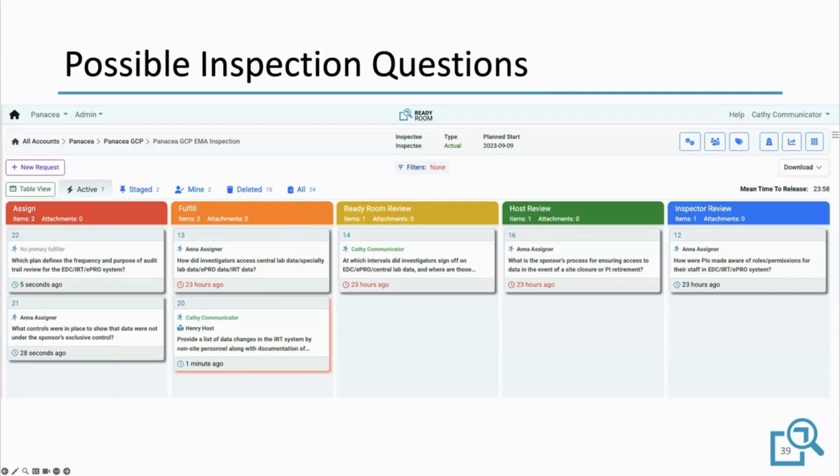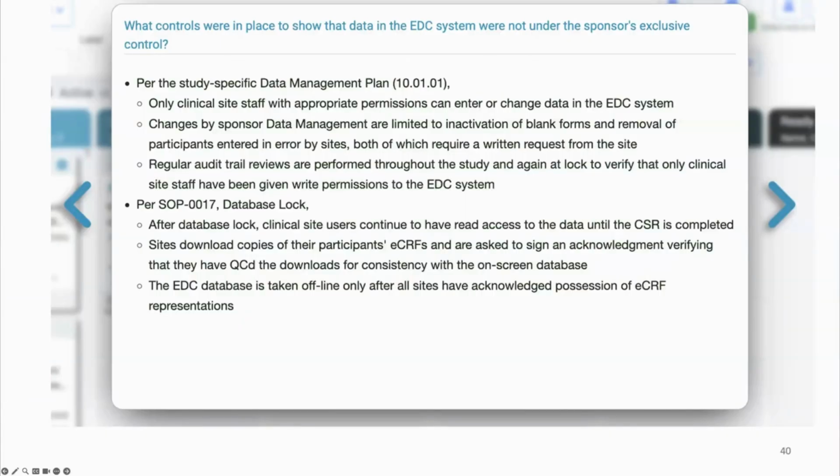Yeah. Thanks. And then, here's an example of a storyboard: what controls were in place to show that data in the EDC system were not under the sponsor's exclusive control. So this is how you might explain it by referring to your DMP for the study specific procedures, by referring to your SOP to show that your EDC system and your other systems are being left open until the eCRF representations are communicated to your sites.